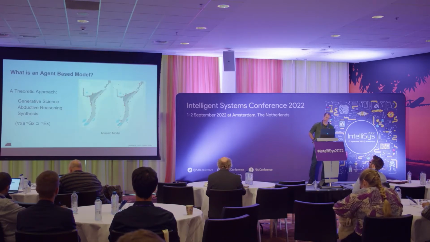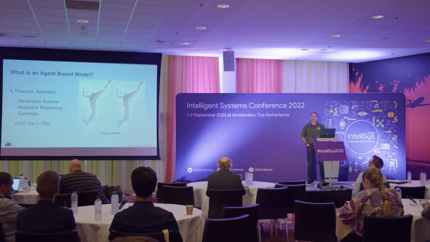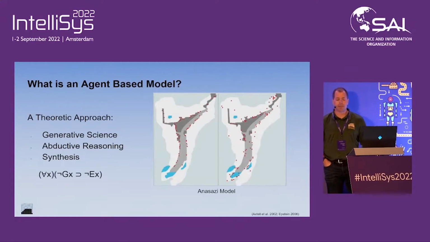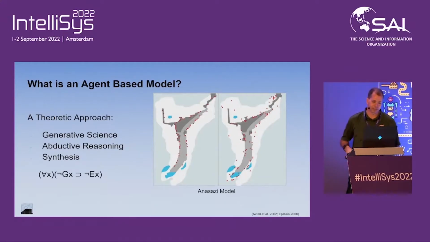What is agent-based modeling? It's a theoretic approach, very much from the work of Herbert Simon and The Sciences of the Artificial, where now that we have these computers, we can do science and explore areas like nonlinear dynamics that were previously too hard to do manually with closed form equations. And so it's generative science.